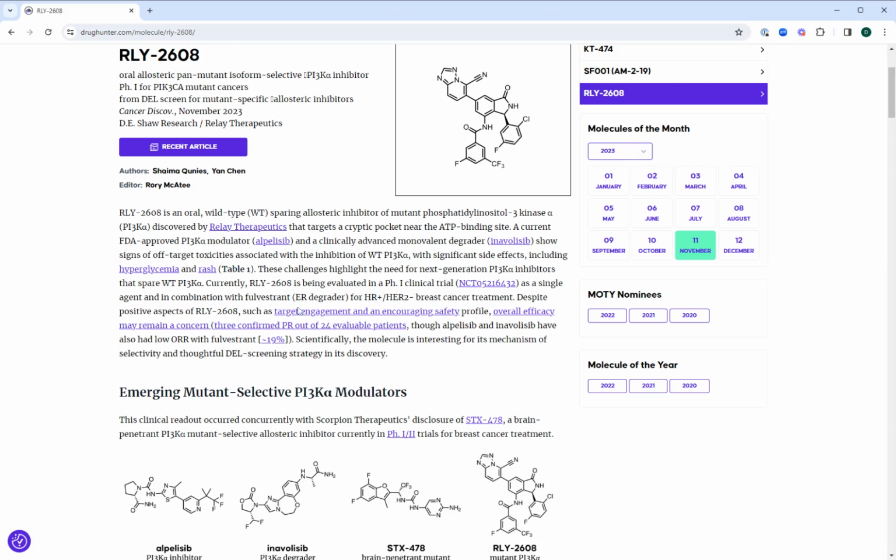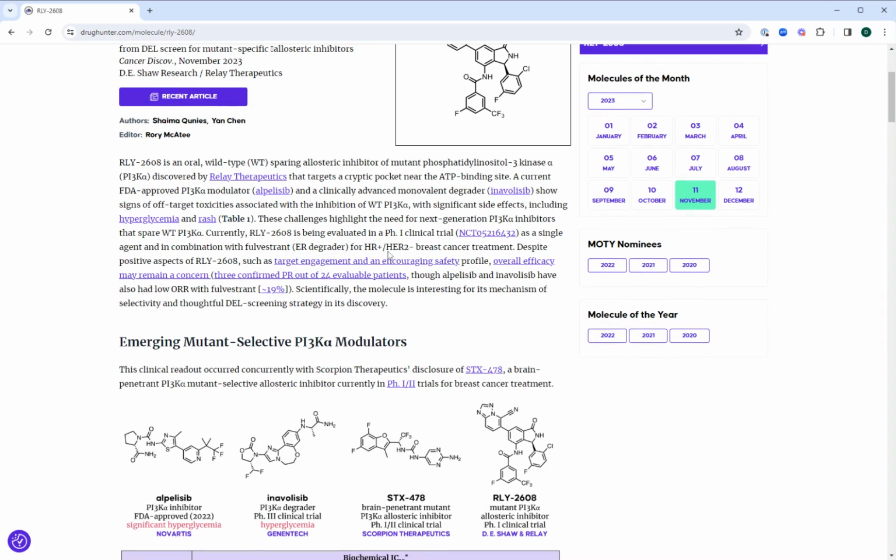Then we'll talk about why you should be reading about this molecule and how it fits in the context of other PI3K alpha inhibitors, in this case such as alpelisib and inavolisib. So we'll talk about what is so significant about this molecule, and we'll later get into this hyperglycemia effect that I already mentioned in the beginning and why this is so important.